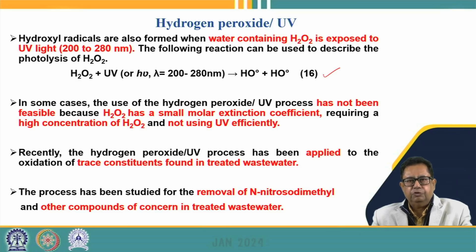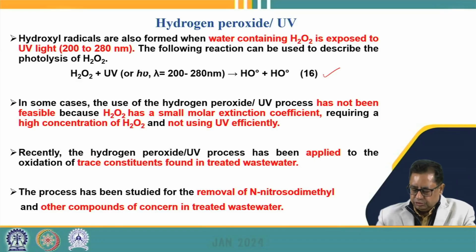So when we are treating the wastewater by using some conventional system, and if we find that there can be certain trace contaminants, certain trace organic compounds which need to be removed from that system, in that case we can go for the treatment by using hydrogen peroxide and UV process. Otherwise, if the organics are high, then the efficiency of such a process may be hampered.